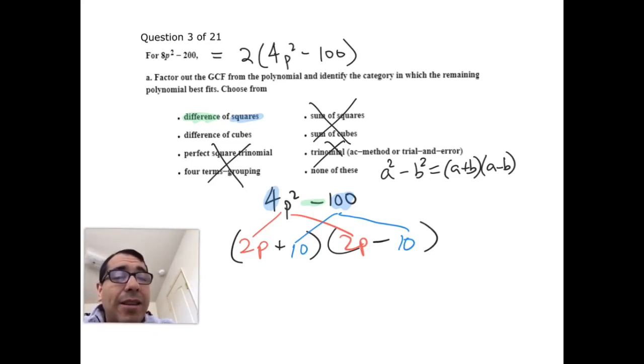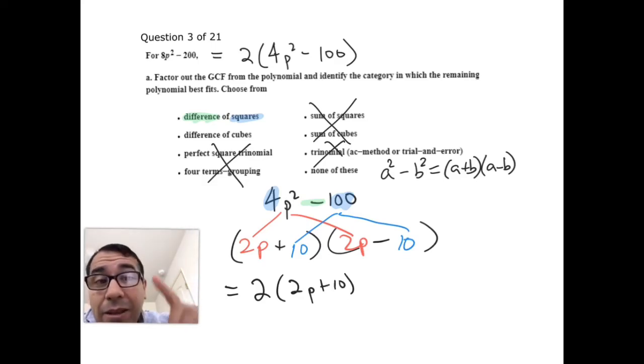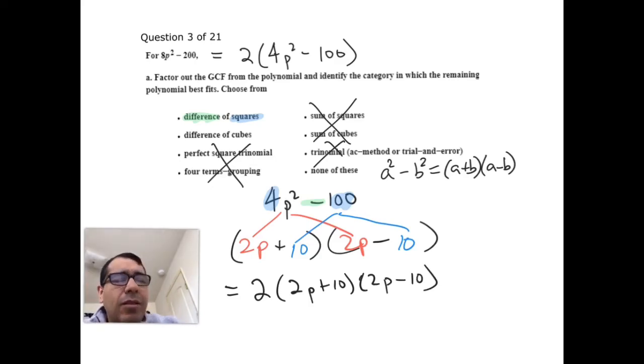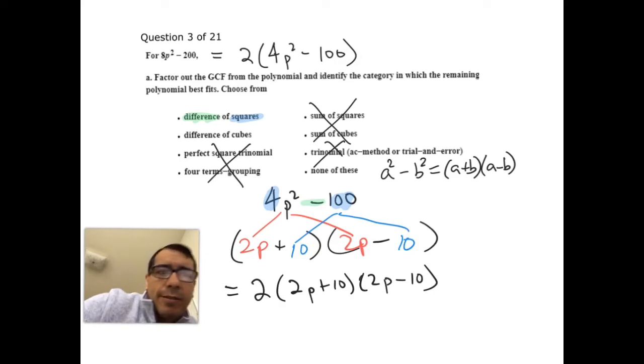And we're not done yet because I told you don't forget about what? Good, look up there, that 2. So for our final answer, we have 2 times the quantity 2p plus 10 times 2p minus 10. I shouldn't say the final answer. I got to be careful. So think about this. Why did I change my answer? Because I said this is not the final answer.